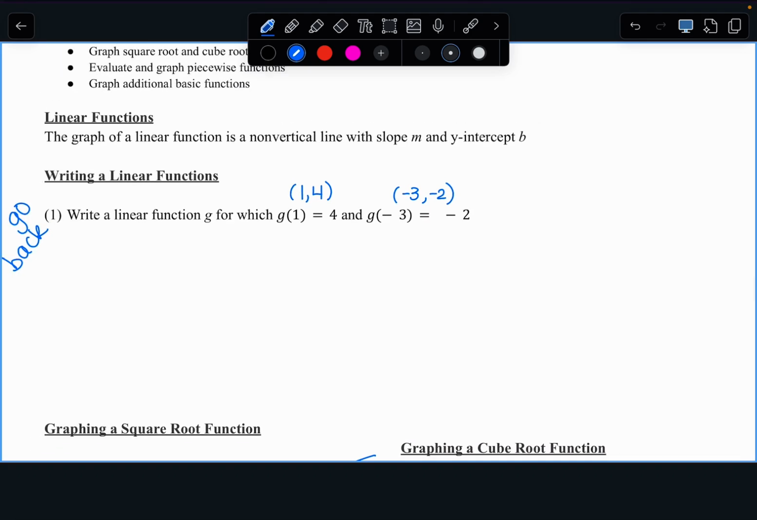When we have 2 points, the first thing we have to do is find the slope. Can you just pull that door shut a little bit behind you? Thank you.